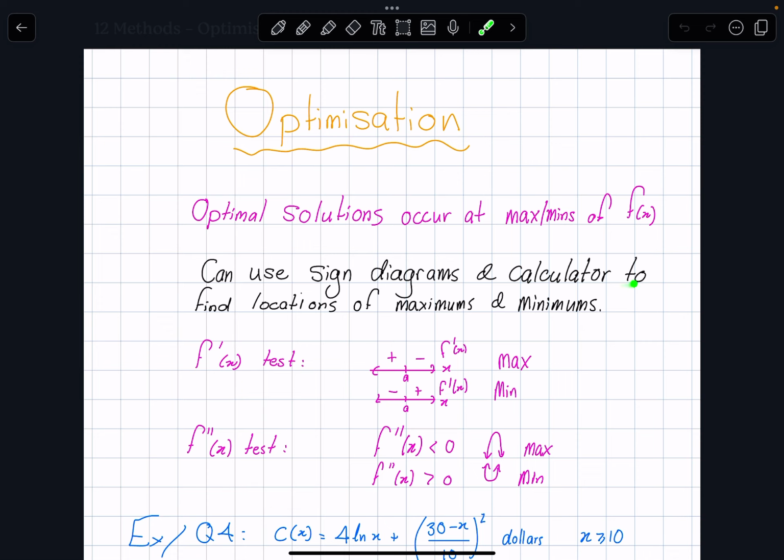We can use sign diagrams in our calculator to find locations of maximums and minimums. We could do a first derivative test where we find the sign diagram. This is increasing, decreasing. There's our maximum, there's our minimum. So we know that from our stationary points. Or we could do a second derivative test. If my second derivative is less than 0, I'm concave down, so I've got a maximum. And if my second derivative is greater than 0, I'm concave up, so I've got a minimum. So there's a range of different ways we can solve these problems.